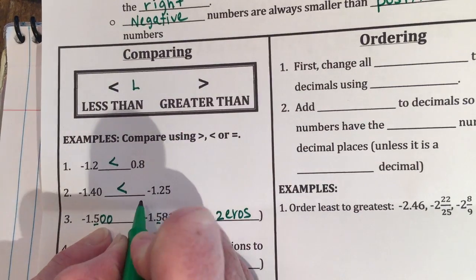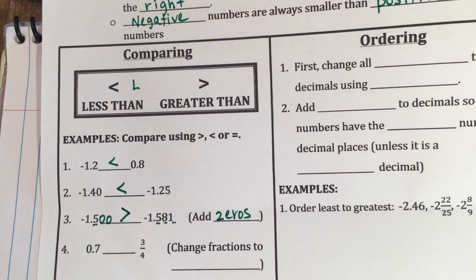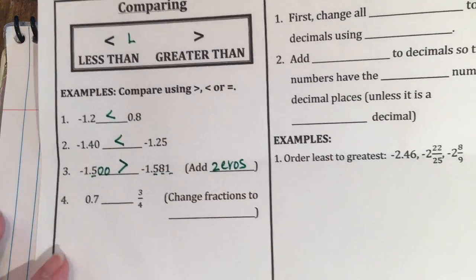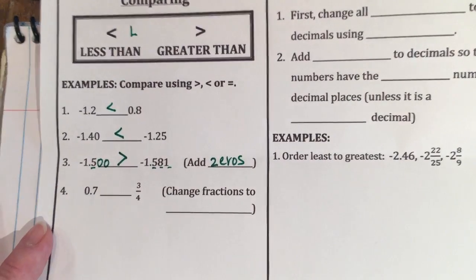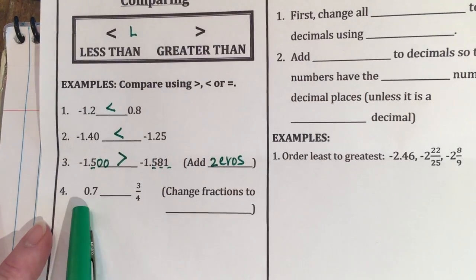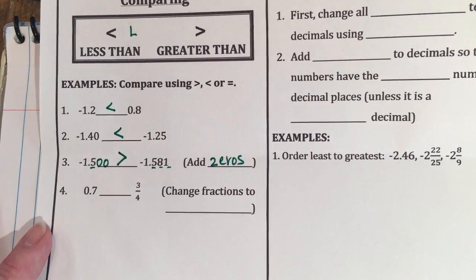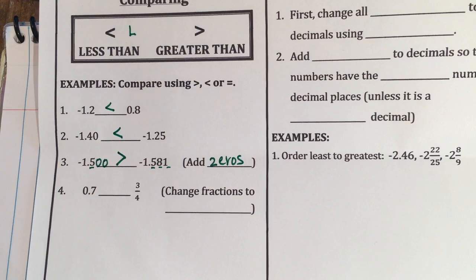So if it's bigger, I'm going to use greater than to write it down. All right, and number 4, now I'm comparing 0.7 to a fraction. So that is difficult to do, right? These are two different types of numbers. I can't compare them until I change them to the same kind of numbers.